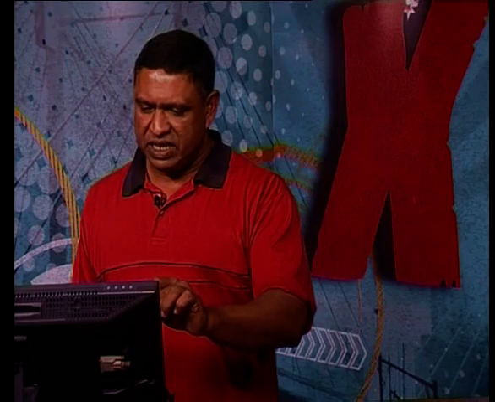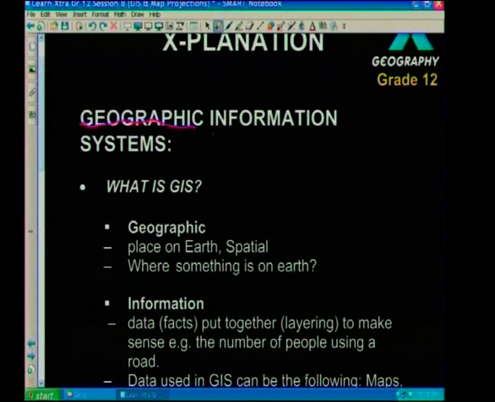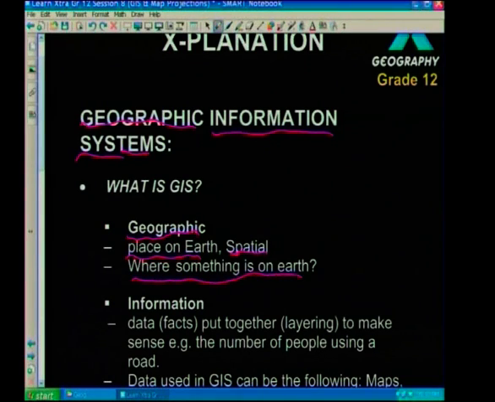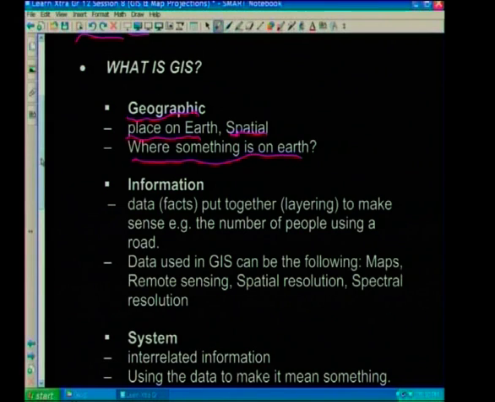So let's start looking at the concept of GIS. Obviously, you know that GIS stands for Geographic Information Systems. Let's split this word up first. Geographic refers to a place on Earth. It's spatial, because everything has different spaces. It's spaced out, so it's spatial. Where something is on Earth, location. And then the second word, information. Of course, that refers to data or facts put together.